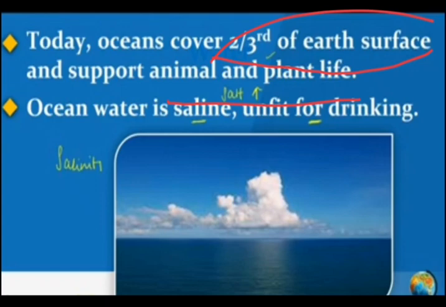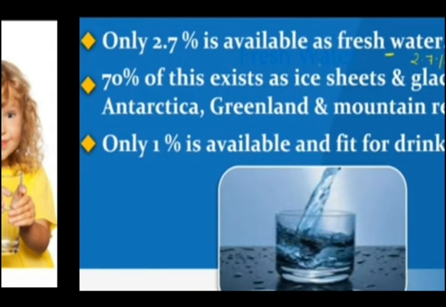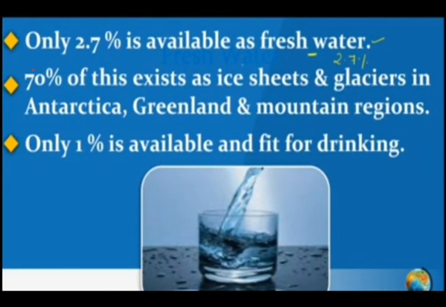Fresh water. If you talk about fresh water, it accounts for only 2.7%. How much percentage of fresh water? Only 2.7% is available as fresh water. Even 70% of this occurs as ice sheets and glaciers in Antarctica, Greenland and mountain regions.